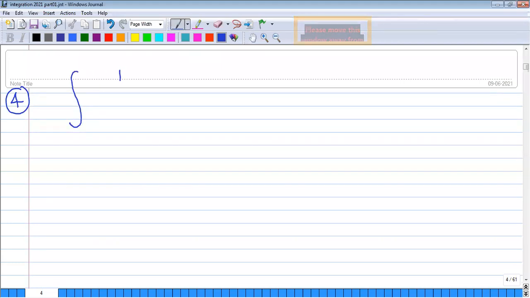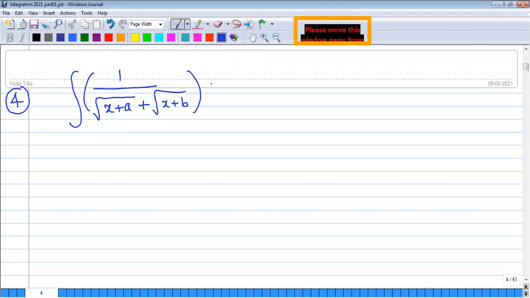Integral, problem number two. Let me write the question first: integral of 1 upon root of x plus a plus root of x plus b, dx.